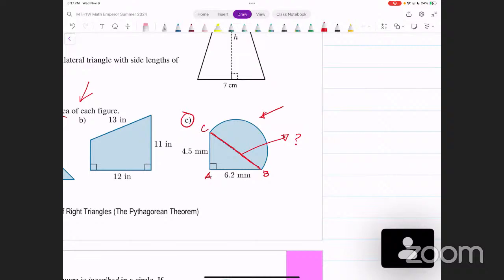Going back to Vishali online: how would you find the distance CB? Because he said we need the diameter of the circle. How would you find the distance CB?